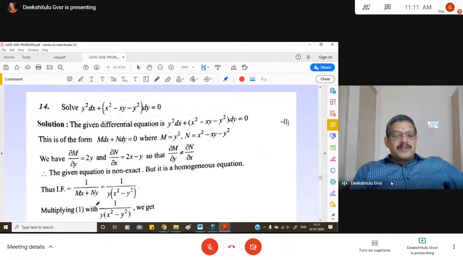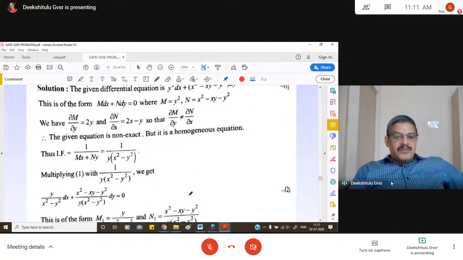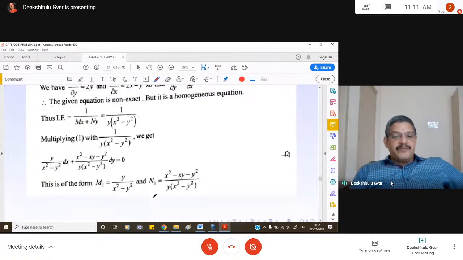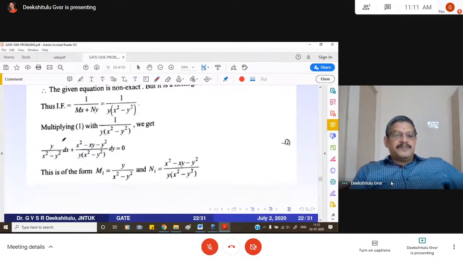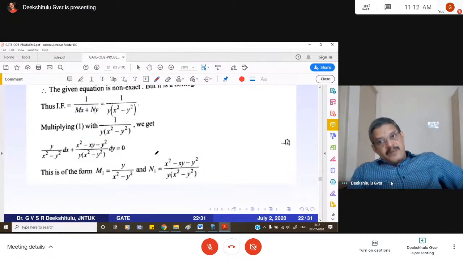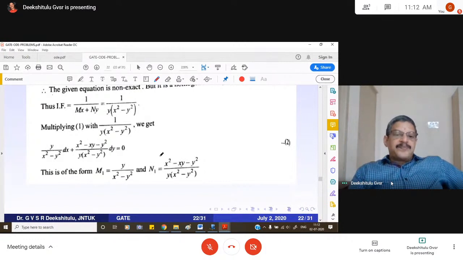So 1 by Mx plus Ny is x into y square plus y into N. So some other terms get cancelled. So this is what we get, y into x square minus y square. Multiplying the given equation with 1 by y into (x square minus y square), we get it like this. So this obviously will be the exact equation, because why? Because we have multiplied the equation with the integrating factor. It has to be exact.